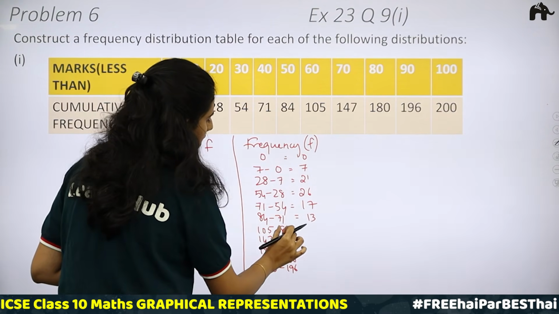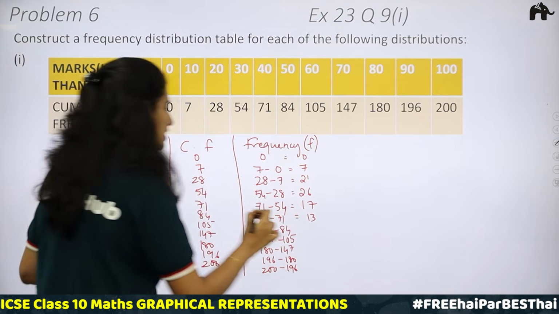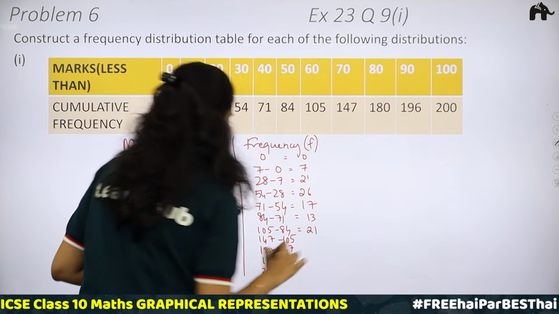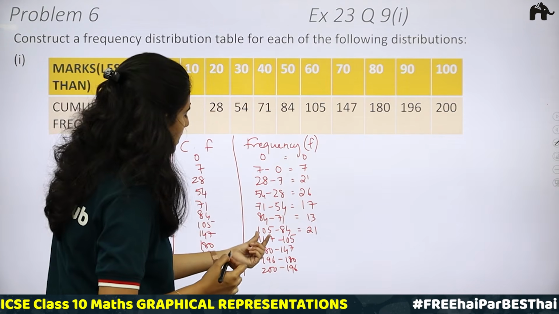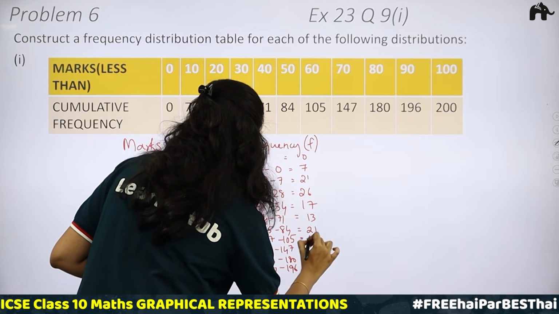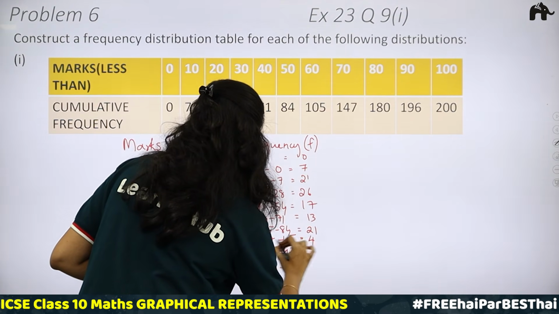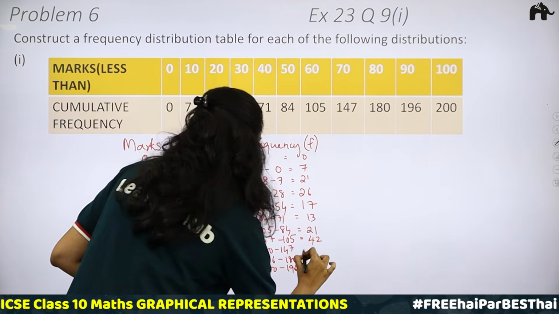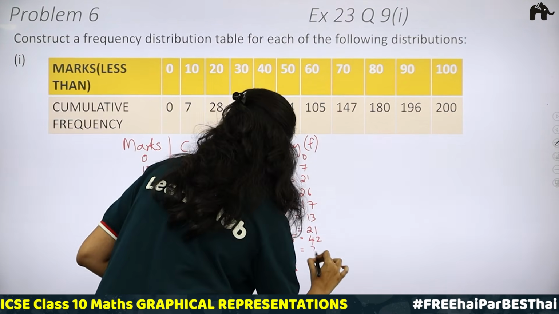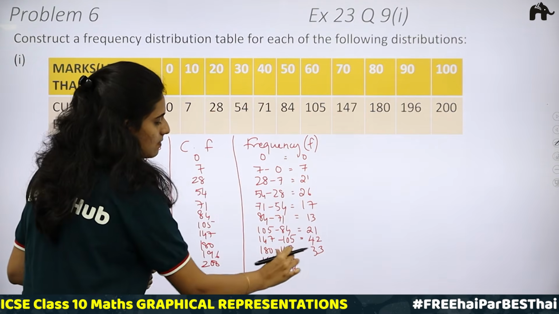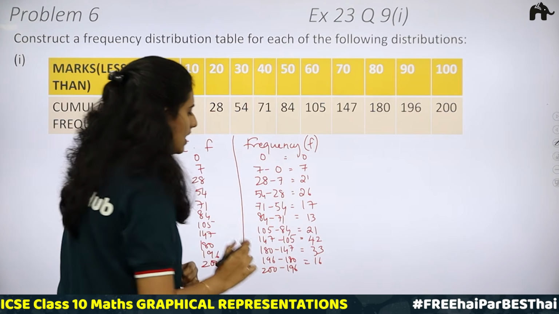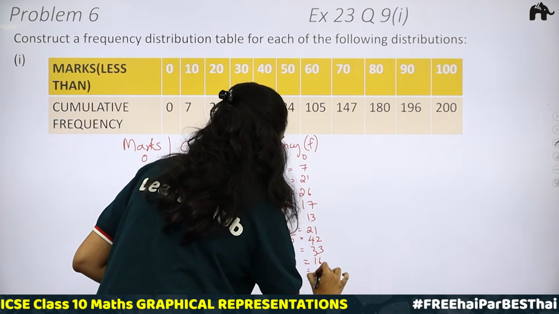105 minus 84, you will be getting 21. Okay. Then 147 minus 105, you will be getting 42. Next, 180 minus 147, that is 33. 196 minus 180 is 16. And 200 minus 196 is equal to 4.